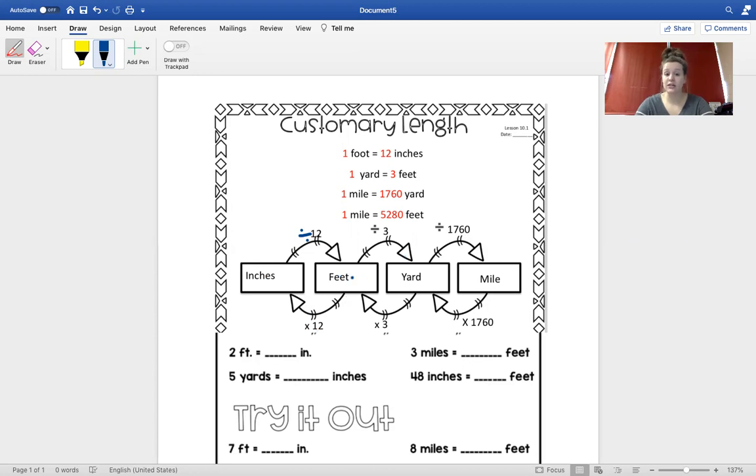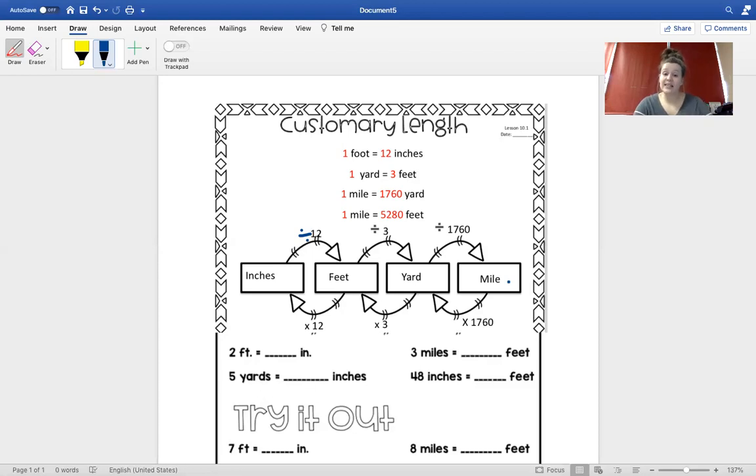Same thing with feet to yards. If we go from feet to yards, we divide by 3. But if we go from yards to feet, we multiply by 3. Then we have yards and miles. If we start small at yards and go big to miles, we divide by 1,760. If we go from mile to yard, we multiply by 1,760. That means that if we're going from mile to feet or feet to mile, we could use 5,280.